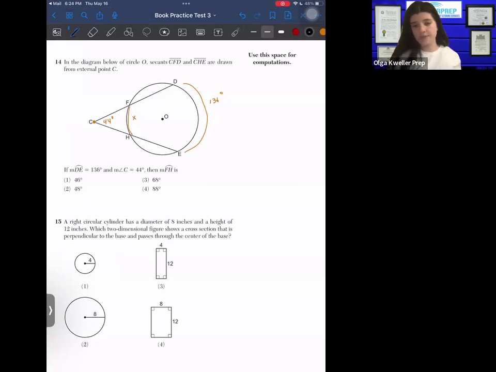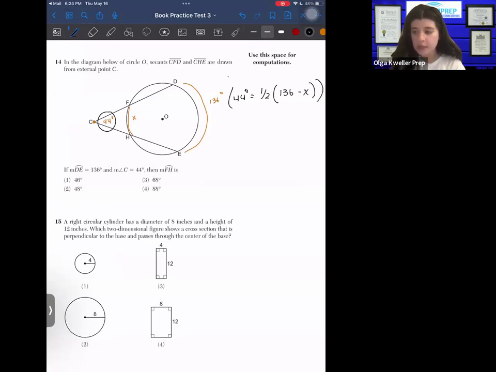What did I just teach you? The measure of the angle is 1/2 the difference of the arcs, right? The measure of the angle, 44 degrees, is 1/2 the difference of the arcs. So 1/2, 136 minus x. Good. And then we solve, right?